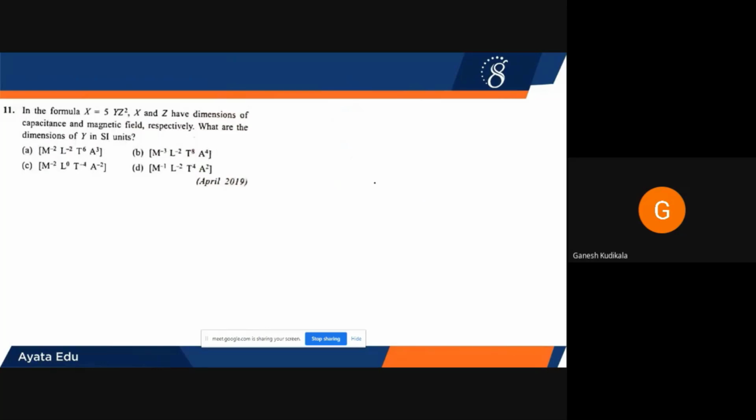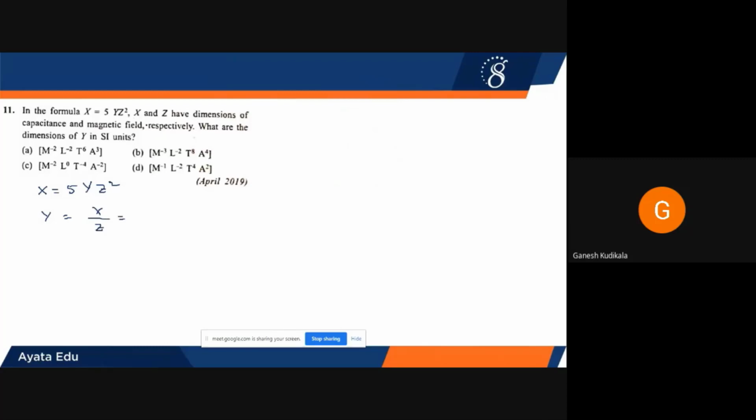The formula for x is equals to 5yz square, where x and z are dimensions of capacitance and magnetic field, and what are the dimensions of y? Y we are supposed to calculate. So taking the given equation, x is equals to 5 y z square. Here 5 is constant, therefore no need to worry about this one. Writing the formula for the subject of y, ignore 5. So y will be equal to x by z square.